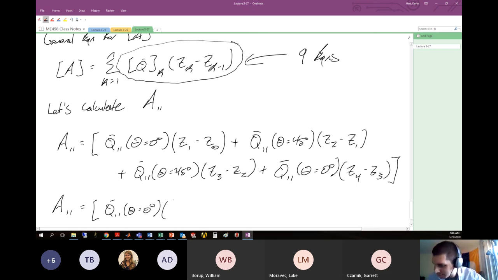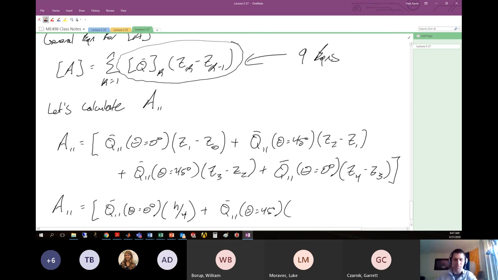Let's just put them in here directly. Z1 is negative H on 4 minus a negative H on 2, which is Z0. Or if we wanted to simplify this, this simplifies to H on 4. So let's go ahead and write it as H on 4, plus Q bar 1,1 evaluated for theta equals 45 degrees.